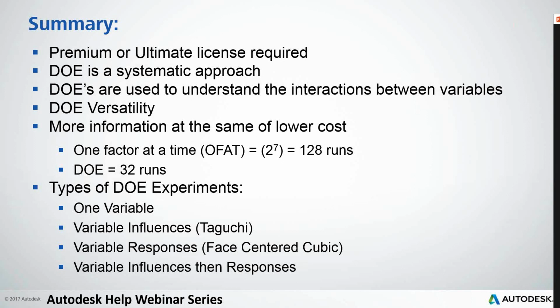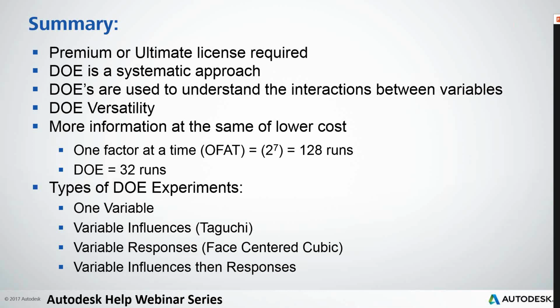Basically, a DOE is a systematic approach for evaluating the relationships between the input factors and your part quality criteria. A DOE analyzes how the quality of a part changes as input variables change. DOE can be used to understand the sensitivity of results to variables, the interactions between variables, and the influence of a variable on a desired result.